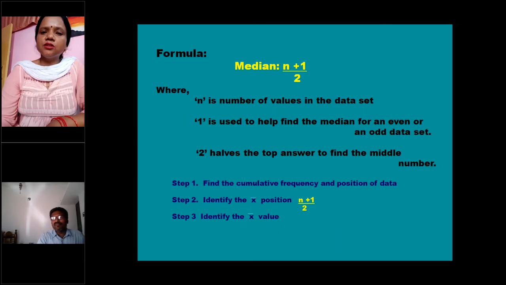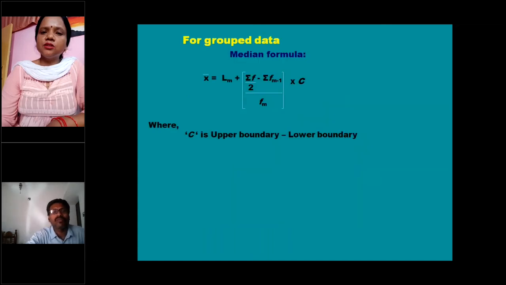As I said, if the data is grouped, we have to use the formula for median, and using this formula we can find it. But this condition does not arise in the majority of cases, so we can leave this one. This is also for grouped data, with the cumulative frequency, so we can leave this. So we are not normally going to use this formula for finding the median.